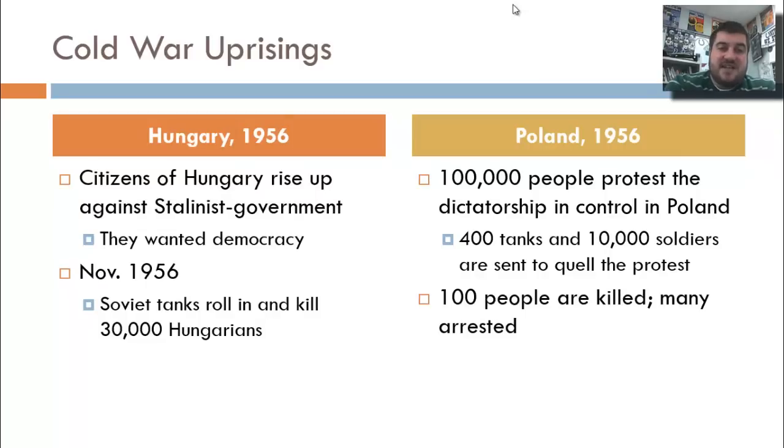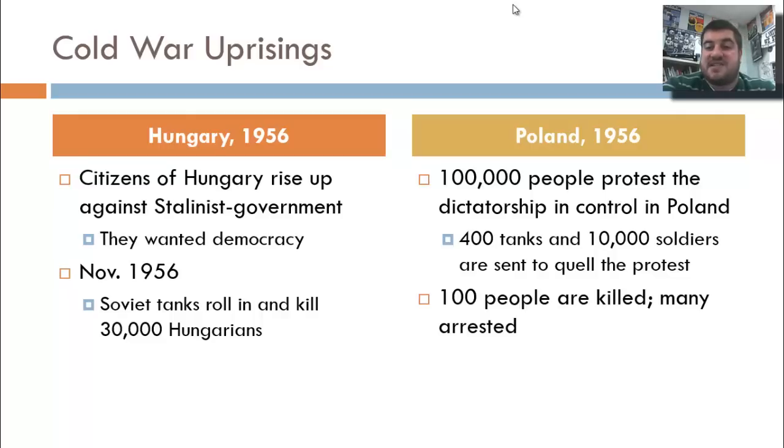There are some uprisings in Eastern Europe under Khrushchev's watch, one in Hungary, one in Poland. The citizens of Hungary rise up against the Stalinist government because they want democracy. And in 1956, instead of just telling the people to go away, Soviet tanks roll in and kill 30,000 Hungarians in order to put a stop to this. They basically put their steel-toed boot down and say that, listen, this is the way it's going to be. You're not going to have democracy. Didn't mean for that to rhyme.